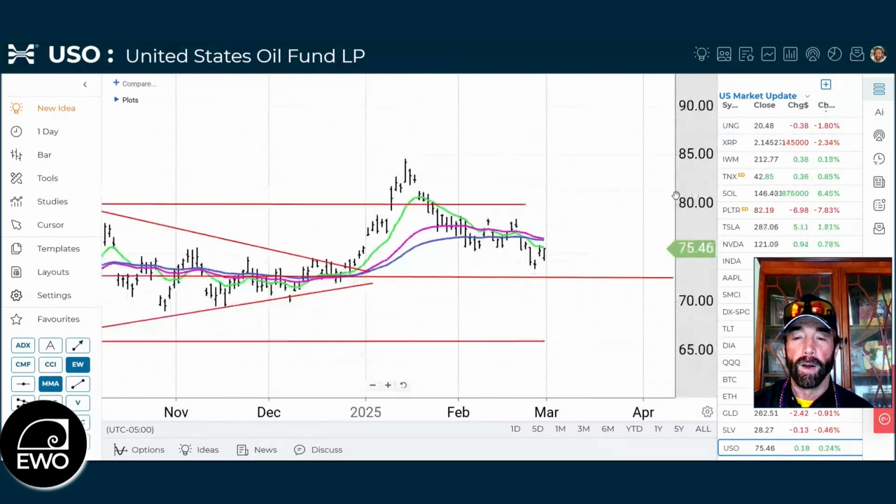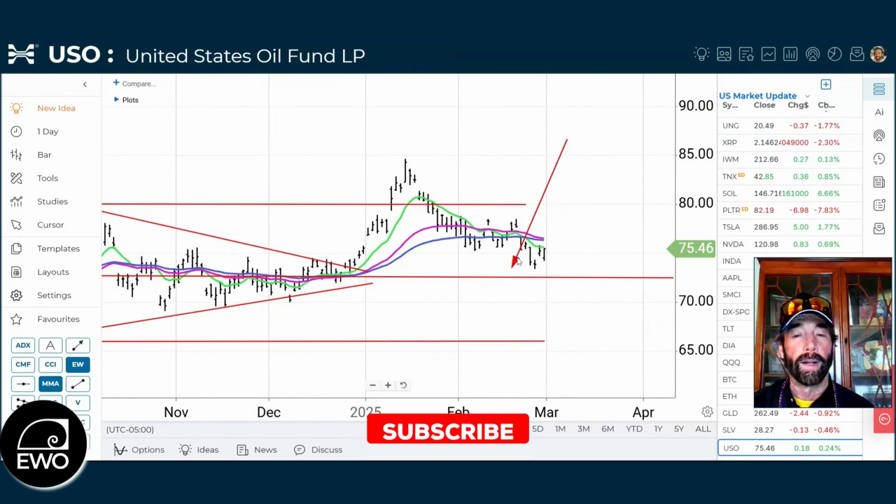On USO, I've already given plenty of dissertation on the fact we got a little bit higher on USO than I thought we would. I thought we'd be in this trading range, but we're back in that trading range. We're coming back to test the point of the triangle. That's what happens when you have a triangle breakout. You're going to come back and test it.